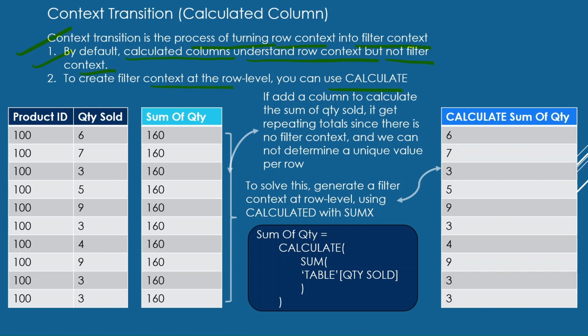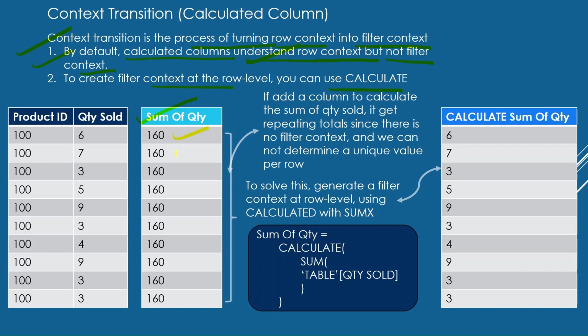So, what is row context and what is filter context, and how, with the help of context transition, can we transition row context into filter context? Whenever we are creating a calculated column, it understands the row context, but it does not understand the filter context. So for instance, suppose here we are creating a calculated column, sum of the quantity sold.